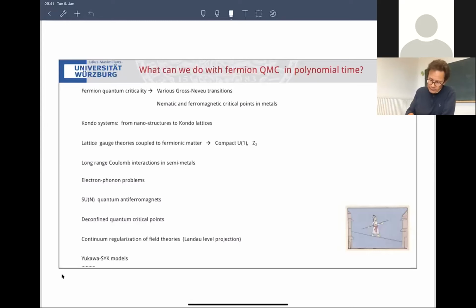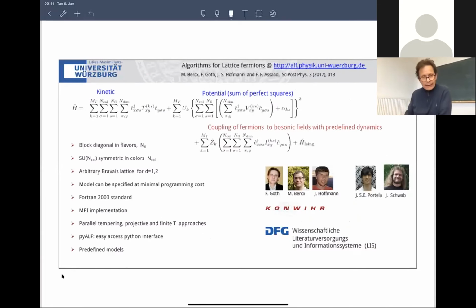Okay, so all these points can be done with our package. And the first question is how to write down a Hamiltonian which is flexible enough so as to be able to tackle a lot of different model Hamiltonians. So this is what we have.